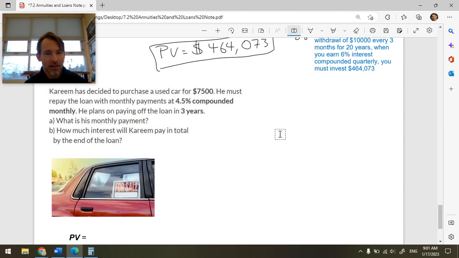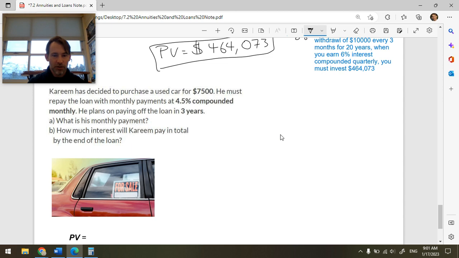If Kareem is purchasing a used car for $7,500 and he wants to repay the loan with monthly payments at 4.5% compounded monthly, and he plans on paying off the loan in 3 years, what will his monthly payment need to be, and how much interest will he pay in total? Okay, let's go ahead and figure this one out.